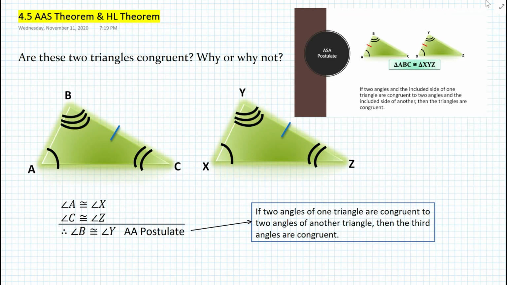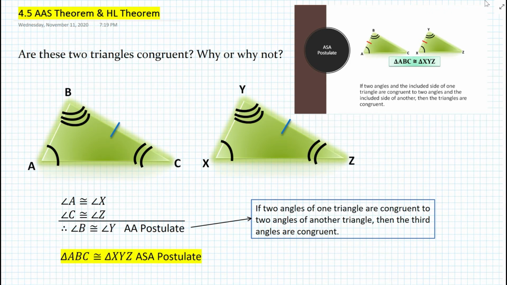So according to the diagram now, as you can see, angle B and angle Y have to be congruent as well. So can we now use the ASA postulate? And the answer is yes, because now we have two angles and the included side congruent to two angles and the included side of the other triangle. So now we can say that triangle ABC is congruent to triangle XYZ because of the ASA postulate.